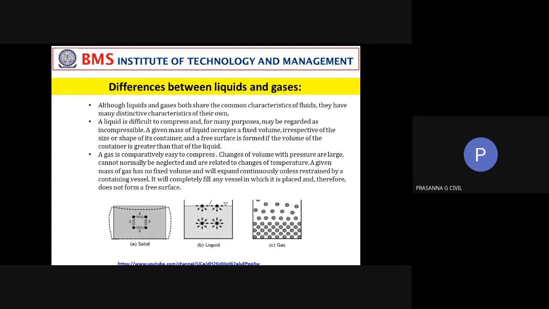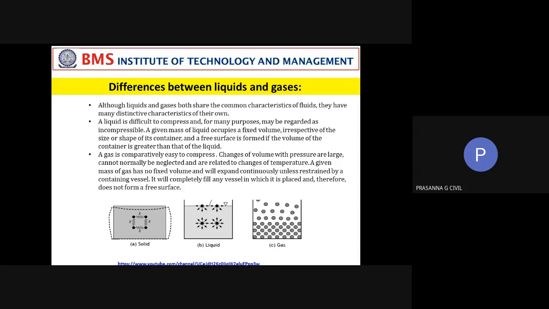A given mass of liquid occupies a fixed volume irrespective of the size or shape of its container, and a free surface is formed if the volume of the container is greater than the liquid. So suppose I take a large beaker, and if I fill, say, water in that beaker, then water will be there up to the level in the beaker where I have taken it, and there will be some free space which is the interface between the liquid and air. If you are taking a volume of liquid smaller than the container, then there will be a free surface formed at the top.